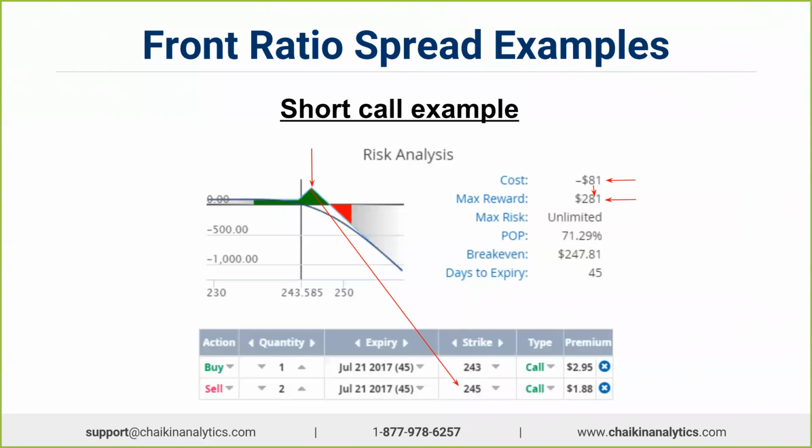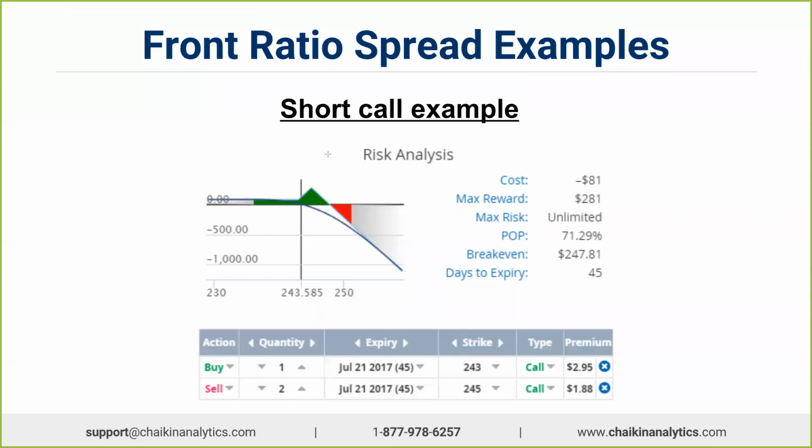All right? How many of you would like to make a 50% gain in 45 days? Everybody should have their hands up. I can't see you, but I'm picturing everybody here with their hands up because everybody should have their hands up. So don't shoot for the 281. You're only going to get that at expiration if it closes exactly at 245 in this example.